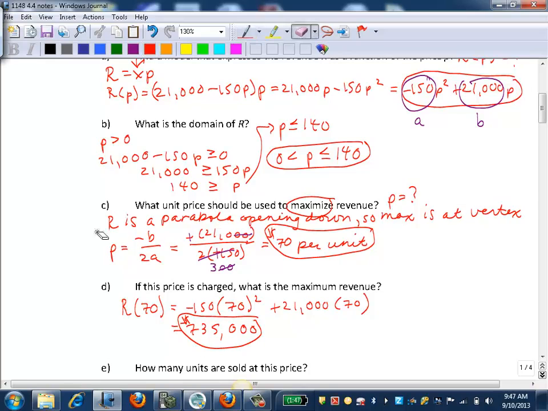So in part C, they were asking for the price, the P. In part D, they were asking for the R, the actual revenue. And that would be the 735,000.